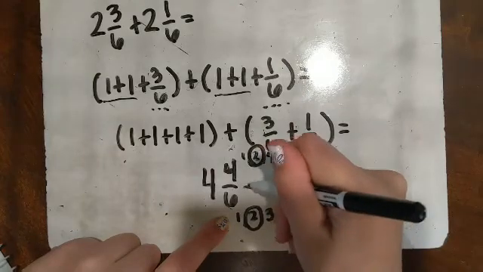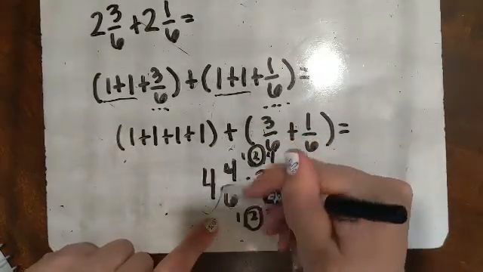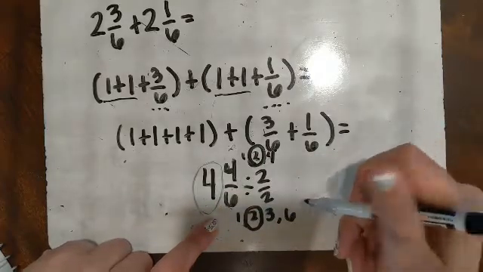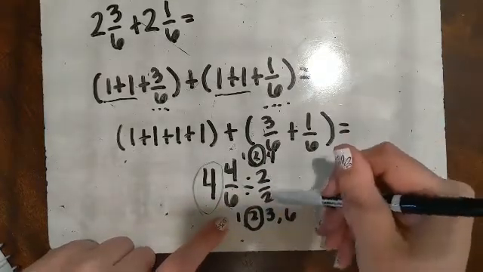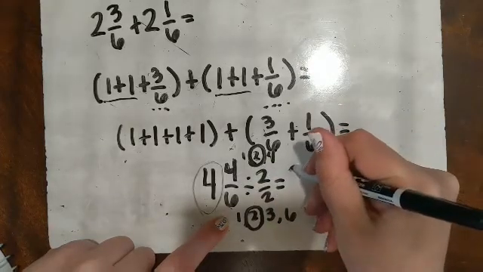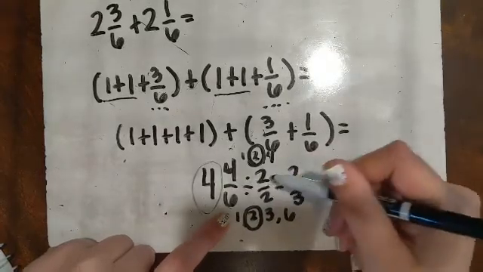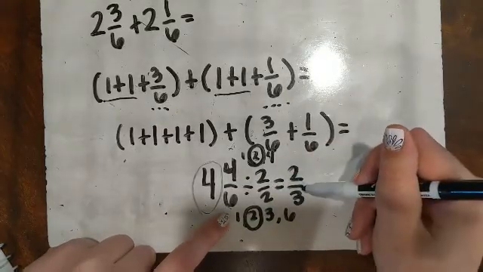So both of these are going to get divided by 2. My whole number here is just going to hang out for a second and then we'll get back to it, okay? So the 4/6 divided by 2 over 2. 4 divided by 2 is 2. 6 divided by 2 is 3. So 4/6 in simplest form is 2/3.